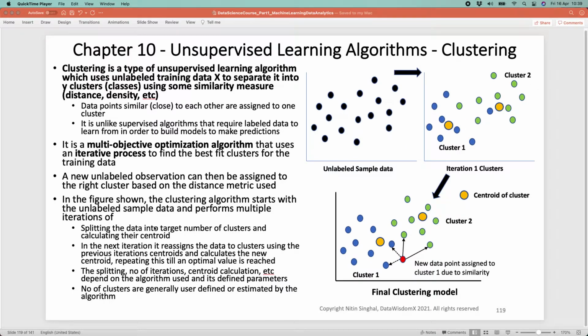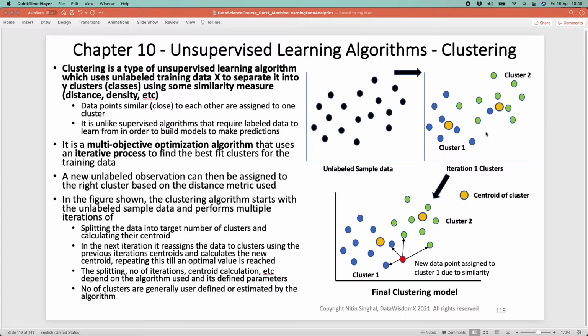So that's effectively the set of steps which are performed in iteration. And hence, this is why clustering is a multi-objective optimization algorithm. Because what's happened is you've got multiple clusters and you have to optimize the centroid for each of them using your entire sample training data set. Now, these clusters are user-defined, and there are different ways to find the optimal values or the initial seed value too. So we'll discuss that as part of the algorithm.